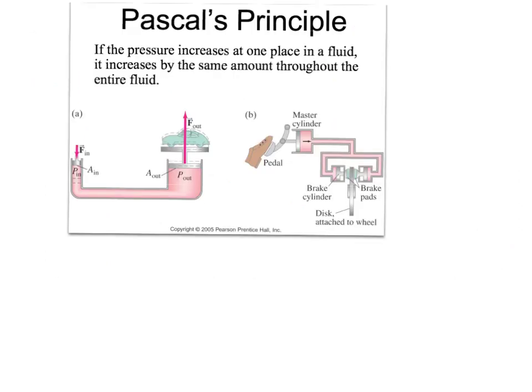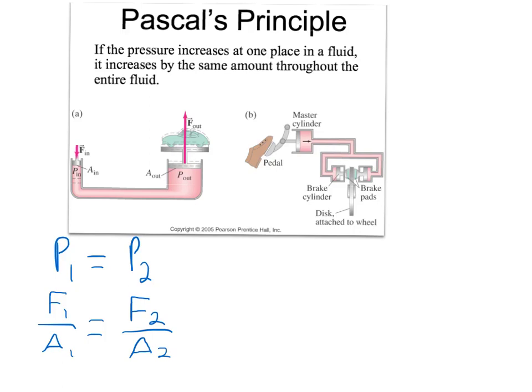Okay, so let's talk quickly about a couple ways we can use Pascal's principle. Let's consider a hydraulic lift, which is a car jack. And I'm going to give you one more way of thinking about Pascal's principle as we consider it. If the pressure increases at one place in a fluid, it increases by the same amount throughout the entire fluid. Remember, I said that pressure at one point is equal to the pressure at another, meaning the force over the area at one point equals the force over the area at another point. We exploit, or use to our advantage, this idea here in designing jacks to lift up cars.